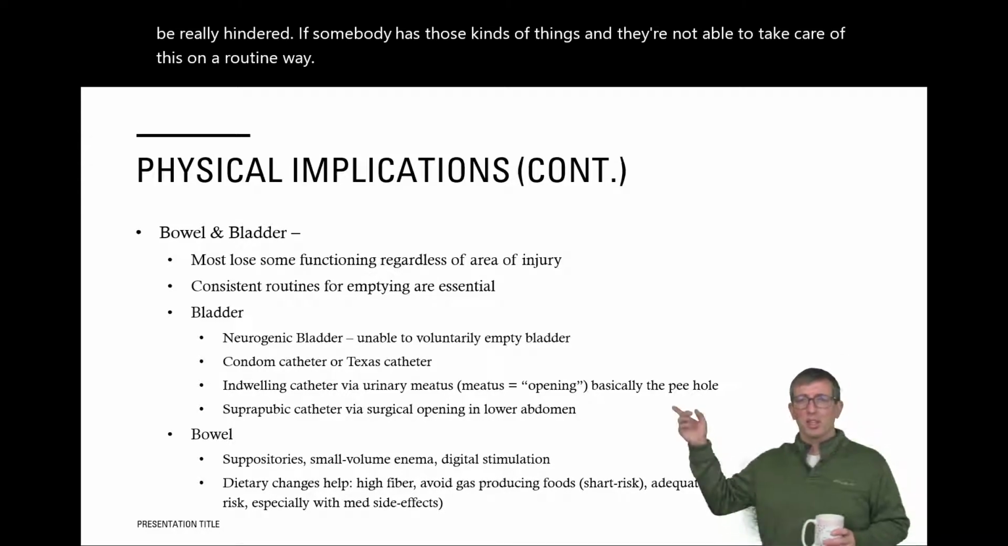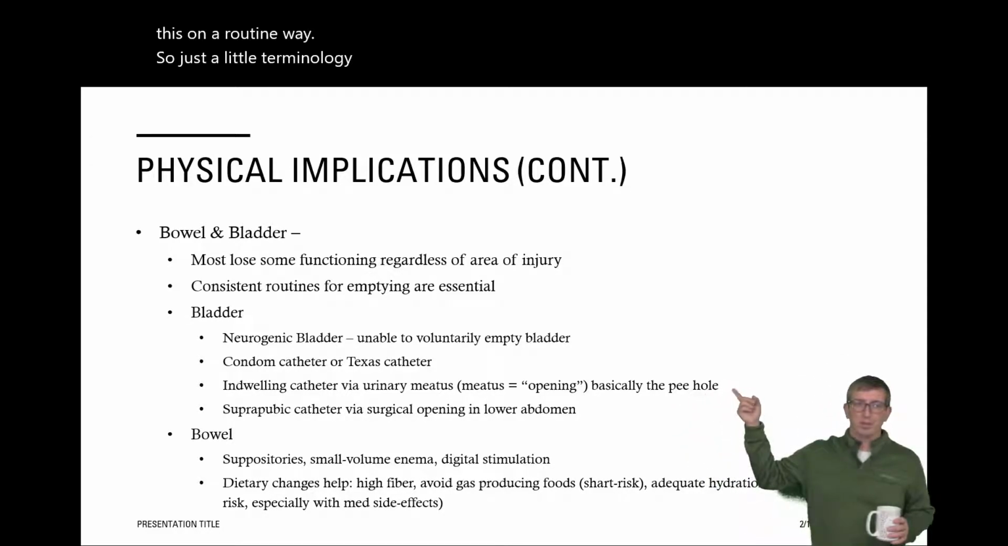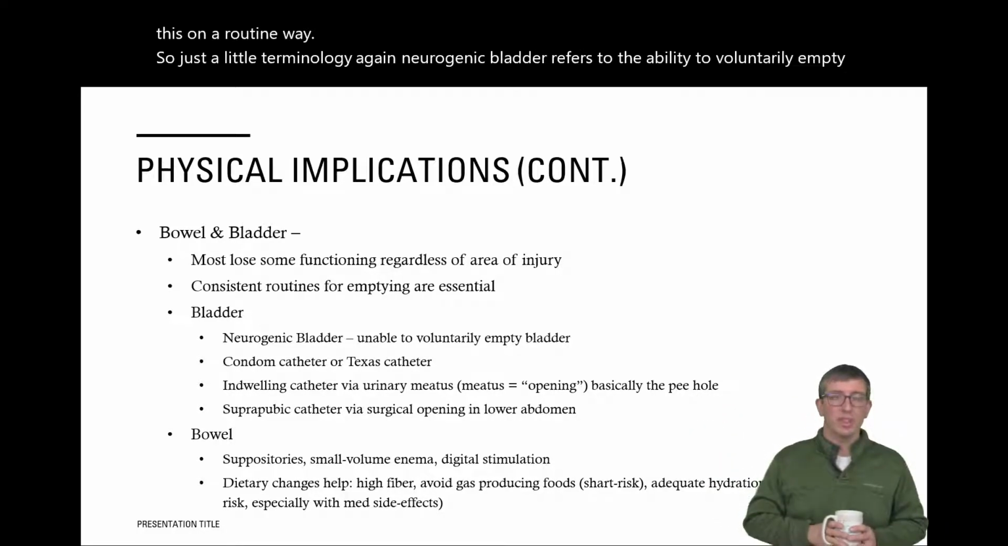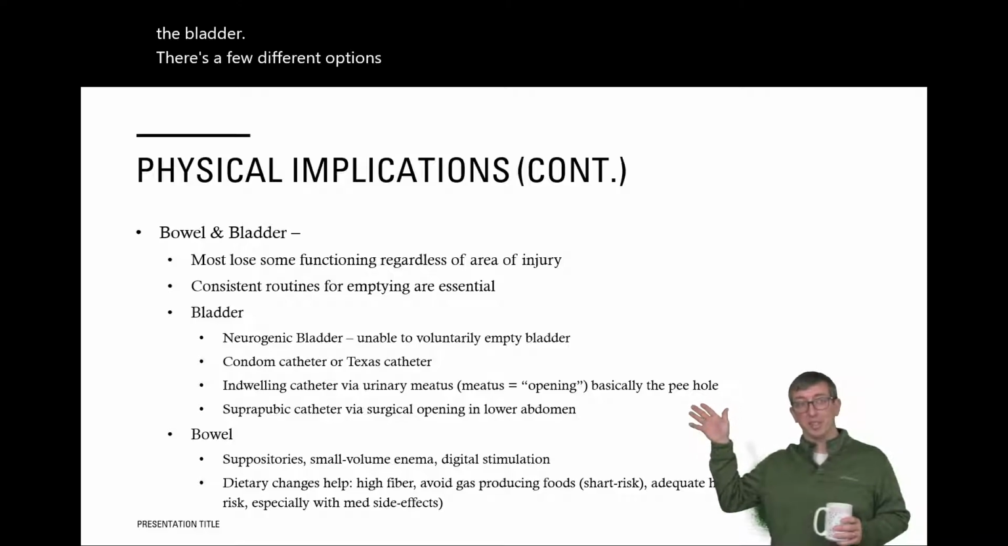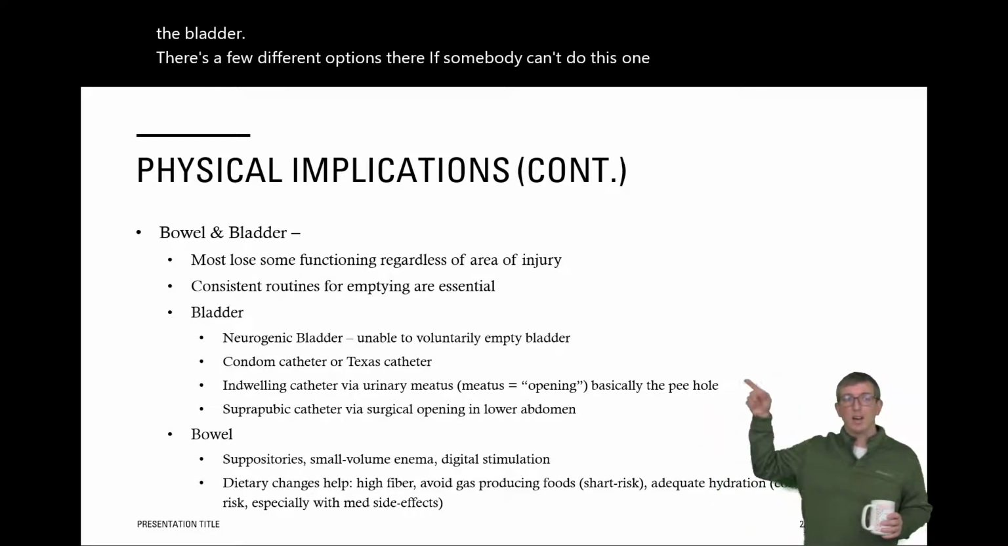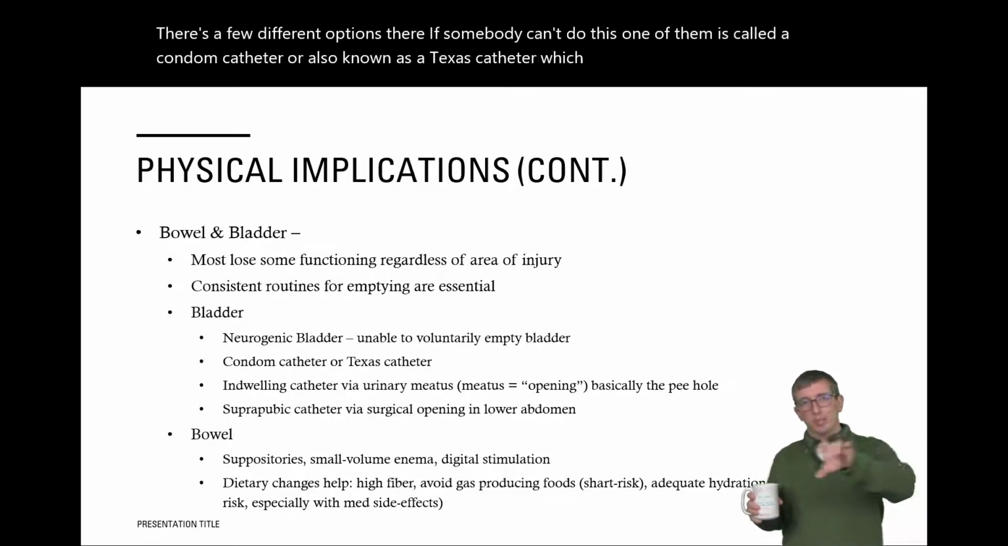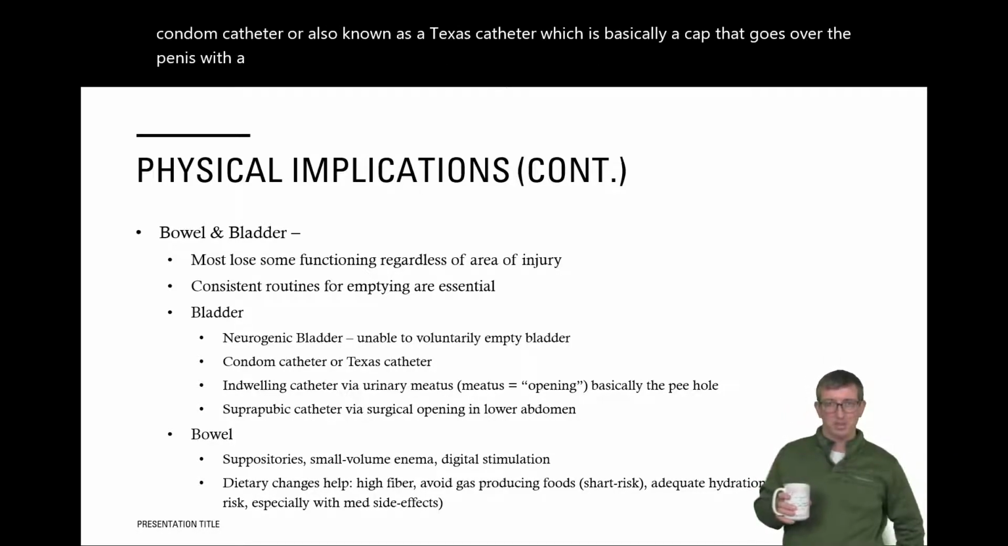So just a little terminology again. Neurogenic bladder refers to the inability to voluntarily empty the bladder. And there's a few different options there if somebody can't do this. One of them is called a condom catheter, also known as a Texas catheter, which is basically a cap that goes over the penis with a tube in it that goes down to a bag.